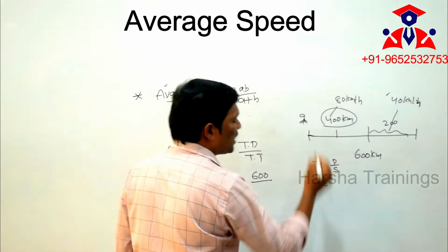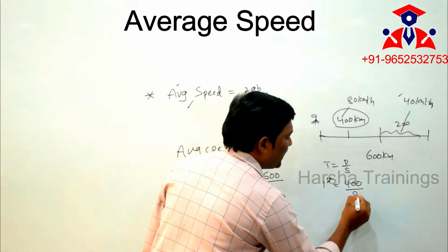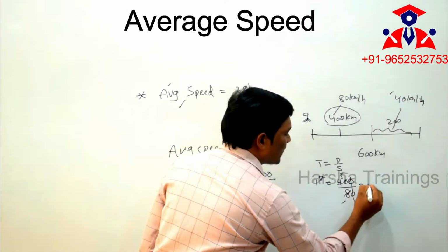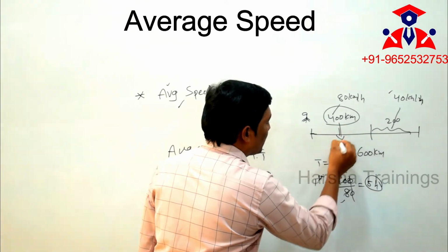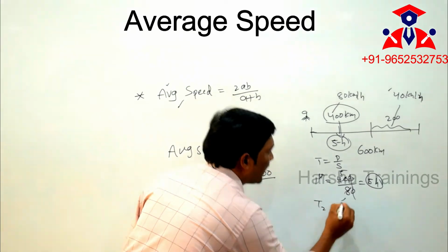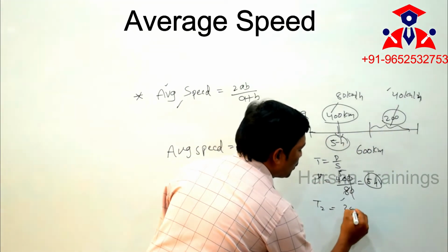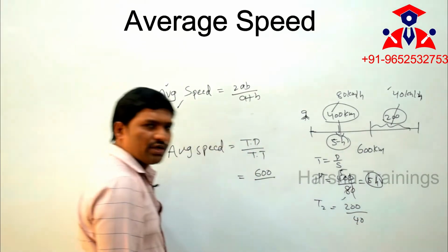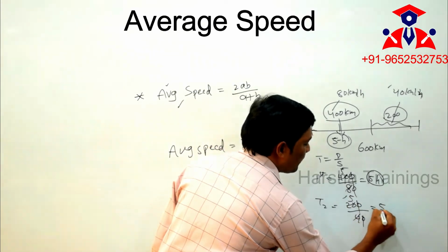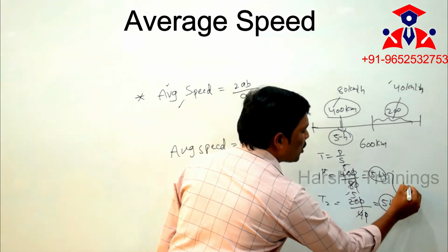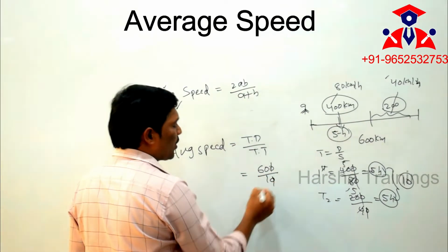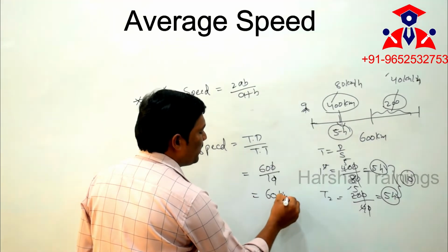Okay, so first distance is how much? 400 kilometers, and speed is how much? 80 kilometer per hour, and 0 0 cancel. 8 1s are 8, 8 5s are 40, then 5 hours. Total 400 kilometers takes how many hours? 5 hours. Okay, and find out the second time. Second time, so distance is how much? 200 kilometers, and speed is how much? 40 kilometer per hour, and 0 0 cancel. So 4 1s are 4, 4 5s are 20, then 5 hours. The total time is how much? 10 hours. Okay, and substitute here 10 hours. Okay, and 0 0 cancel, then it is equal to 60 kilometer per hour.